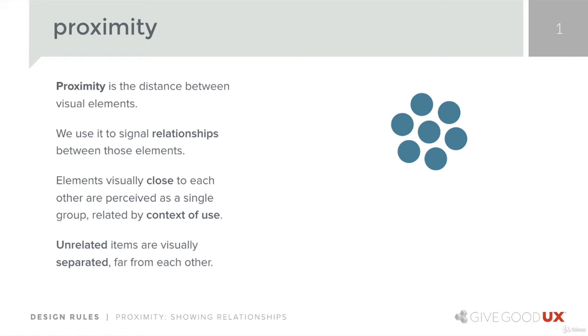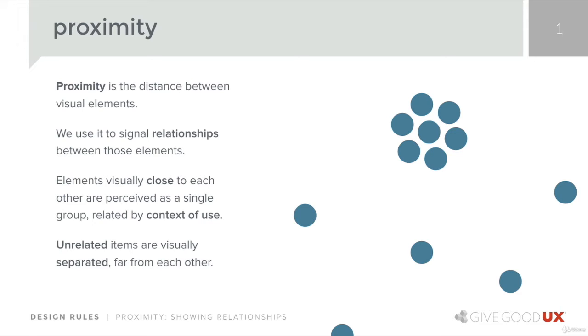Unrelated items, on the other hand, are visually separated. They're far from each other. Like this. If we put a circle way out here on the right, or another one way out here on the left, or another one in the center, or another one down here towards the bottom, or another one way down on the bottom cut off, these are visually separated, not only from each other, but from the other grouping that we already have on the screen. That says these are unrelated to those other things.